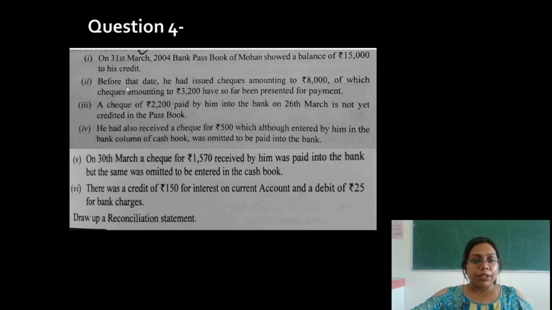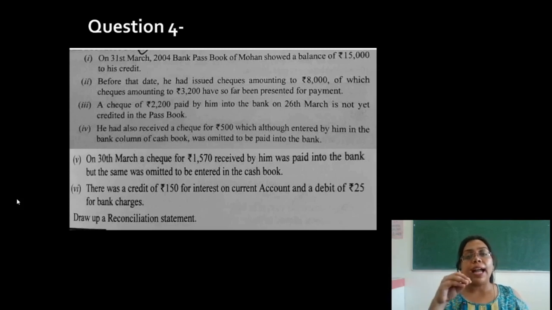Now, before that date, meaning before 31st March 2004, he had issued checks amounting to 8,000 rupees, of which checks amounting to 3,200 have so far been presented for payment. Now, think about the situation if we were starting from cash book. He had issued checks amounting to rupees 8,000, out of which only 3,200 have been presented for payment. So what does this mean? That out of 8,000 rupees, only 3,200 rupees have been deducted from his account, from the account of Mohan.